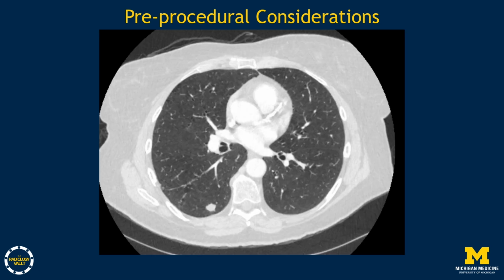Here is an example of a CT chest obtained for a patient with history of cholangiocarcinoma, found to have a new solitary solid, non-calcified 9 by 11 millimeter nodule in the posterior right lower lobe. Given the size, density, and location, this is a suitable nodule for CT-guided biopsy.